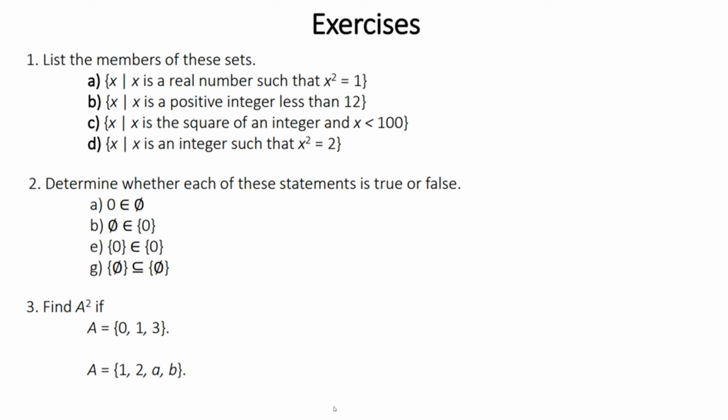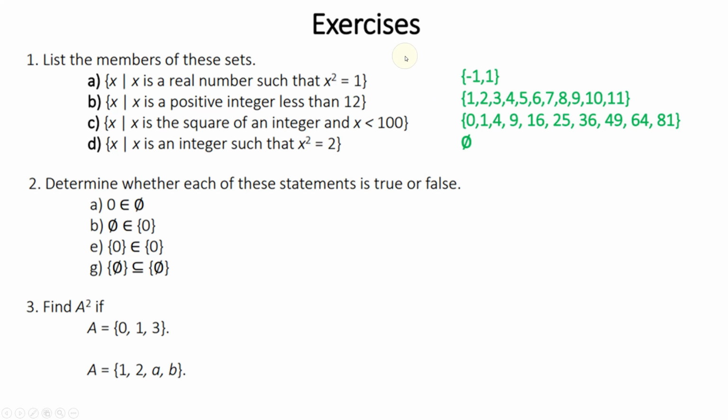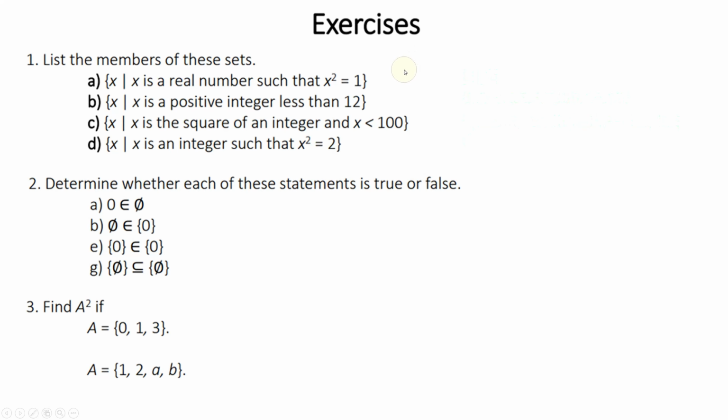List the members of these sets. This is a set of x where x is a real number such that x squared equals 1. We just talked about this: minus 1 and 1. These are the possible ones, right? Okay, let's do them one by one then.